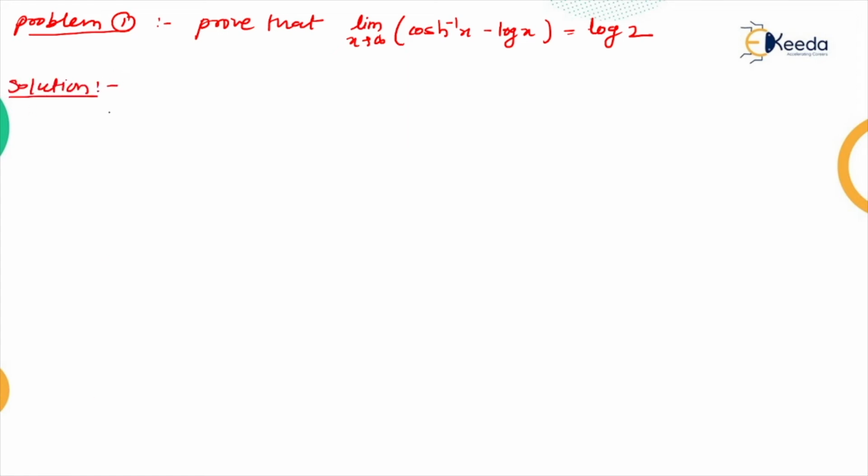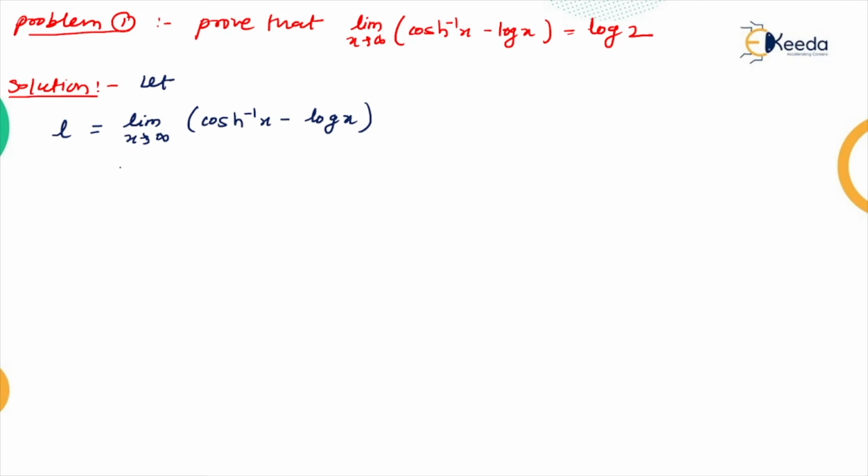Let the given limit be L. So L is equal to the limit as x tends to infinity of cos hyperbolic inverse x minus log x. You have to observe this very well, that x tends to infinity. After solving, we have to prove your answer is log 2. So let's see how it will be solved. We take the LHS simply and prove log 2.